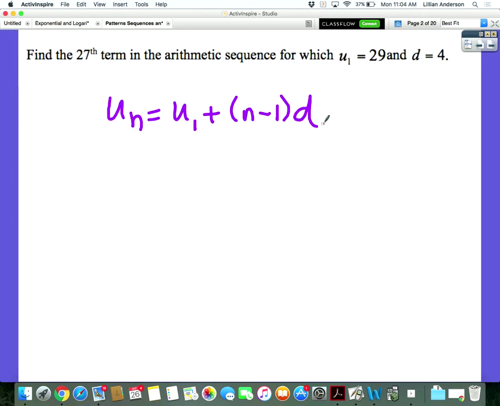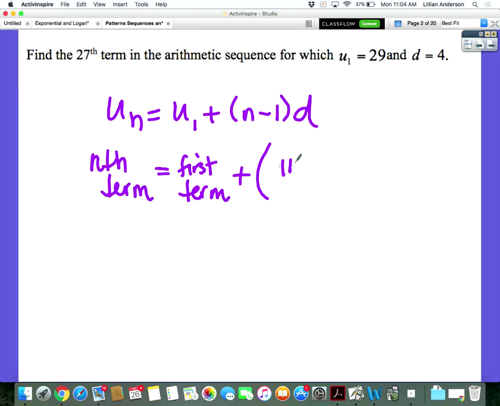What does U sub n mean? It represents the nth term. In this particular case, that is what we're looking for. Okay? What does U1 represent? First term. This represents the first term. What does n represent? Number placement. And what does D represent? Difference. Your common difference, okay?